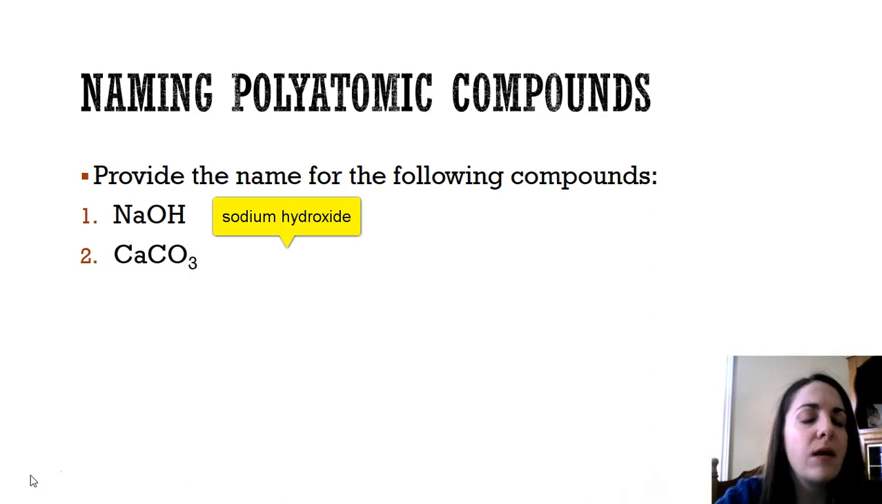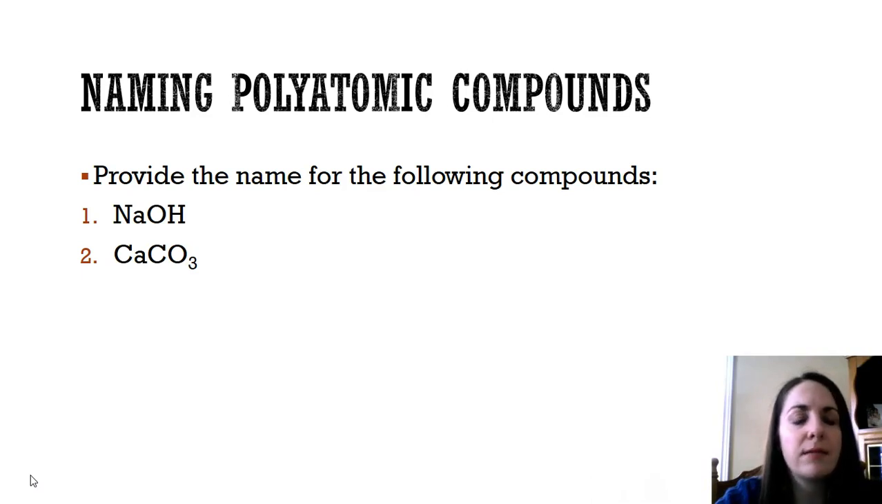And then the second compound there, CaCO3, the metal is calcium. So if I looked up Ca on my periodic table, that's calcium. And then I look up the formula CO3 in my chart of polyatomic ions, and that is carbonate. So the name for this compound is calcium carbonate.